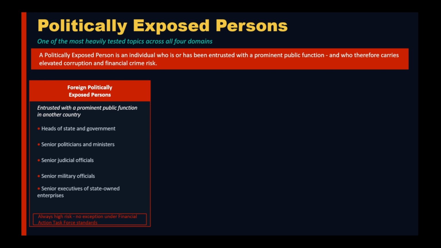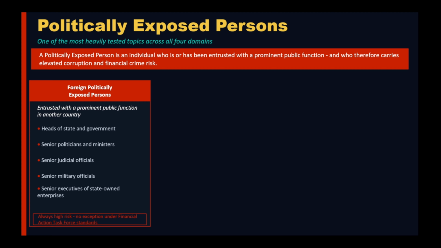There are 3 categories of politically exposed person. Let's look at the first one, which is foreign PEPs. They are individuals entrusted with prominent public functions in another country, such as heads of state and governments, senior politicians and ministers, senior judicial officials, senior military officials, and senior executives of state-owned enterprises. Foreign PEPs are always treated as high risk under FATF standards. There are no exceptions based on the perceived integrity of the foreign jurisdiction.